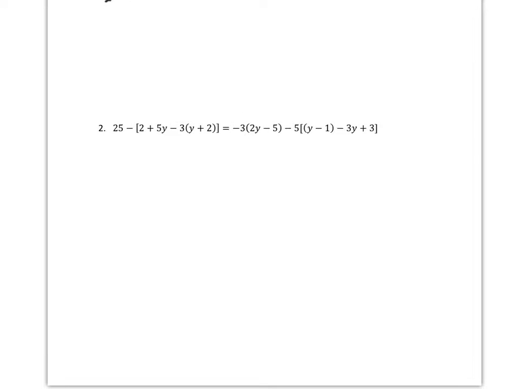Example 2 is going to be longer. You've got embedded parentheses, grouping symbols. I like to mark them off. You know you're going to work inside out.